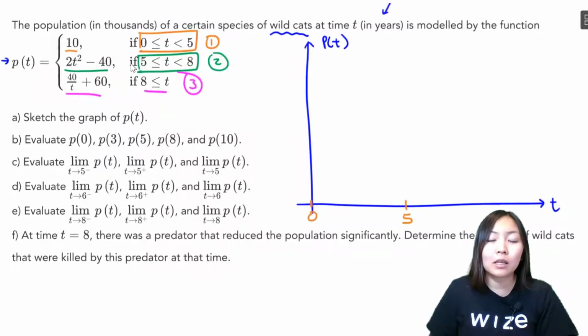So now we can sketch this in. Between t equals 0 and t equals 5, the function value, or the y value, if you want to call it that, is going to be 10. So it's a consistent, constant function of 10 like this.